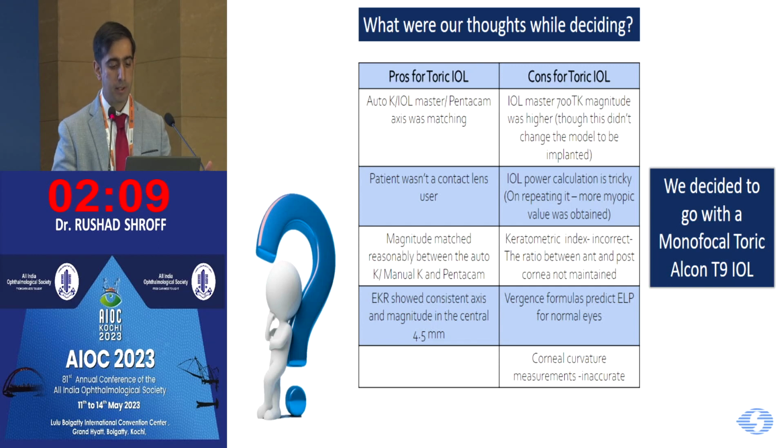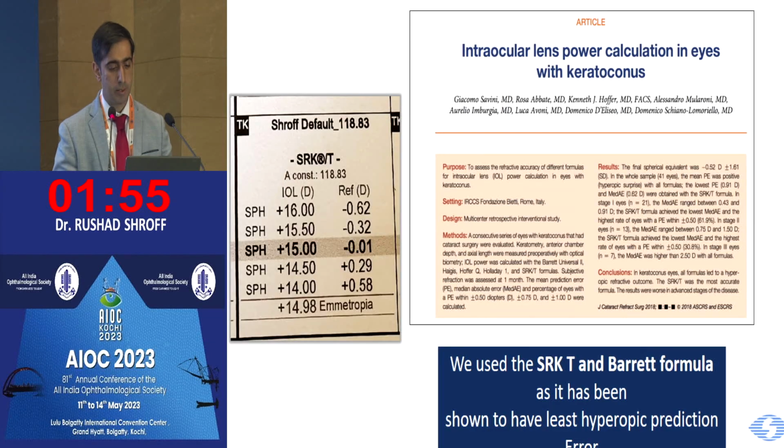The IOL power calculation, as is mentioned in keratoconus, can be a little bit tricky. You may not be able to hit the target, and as I mentioned earlier, there are problems with the ELP, etc. But with all this in mind, we decided to go with a monofocal toric IOL. In this case, we looked at both the SRK/T and the Barrett TK Universal formulas, and we went for the slightly more myopic value.